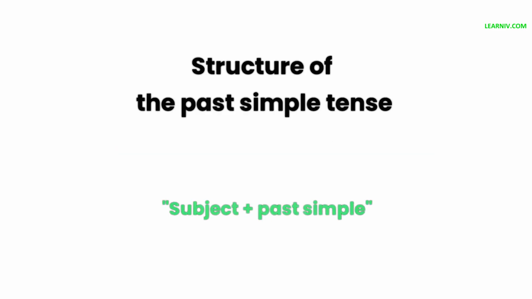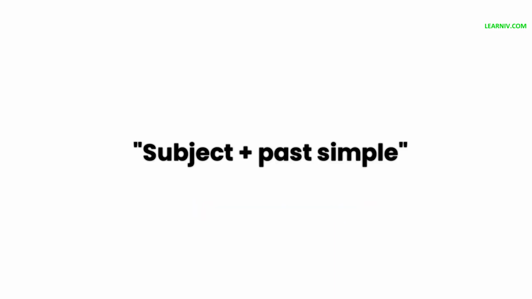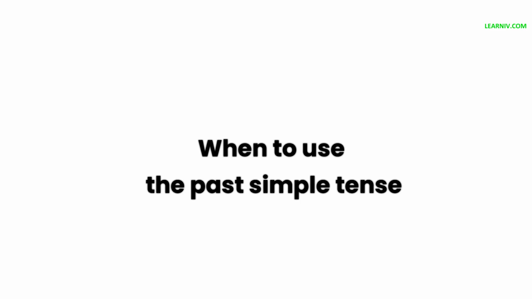Let's look at the structure of the past simple tense. The structure of the past simple tense is formed by the subject, followed by the main verb in the past tense form. For regular verbs, this involves adding ed to the base form of the verb. For irregular verbs, the verb takes an irregular form. We use the past simple tense especially in the following examples.